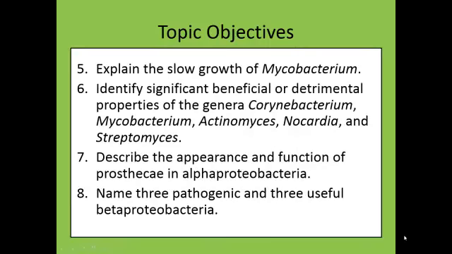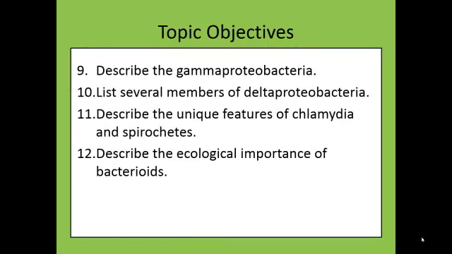Explain the slow growth of Mycobacterium. Identify significant beneficial or detrimental properties of the genera Corynebacterium, Mycobacterium, Actinomyces, Nocardia, and Streptomyces. Describe the appearance and function of prosthetic and alpha proteobacteria. Name 3 pathogenic and 3 useful beta proteobacteria. Describe the gamma proteobacteria. List several members of delta proteobacteria.